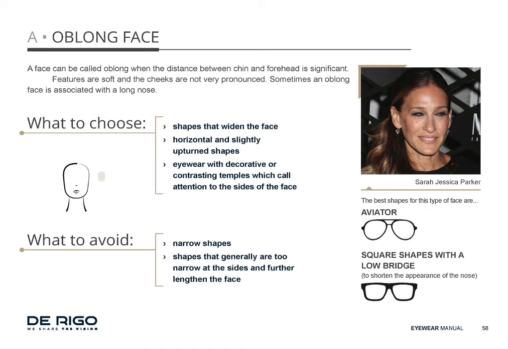A face can be called oblong when the distance between the chin and forehead is significant, the features are soft, and the cheeks are not very pronounced. Sometimes an oblong face is associated with a long nose.